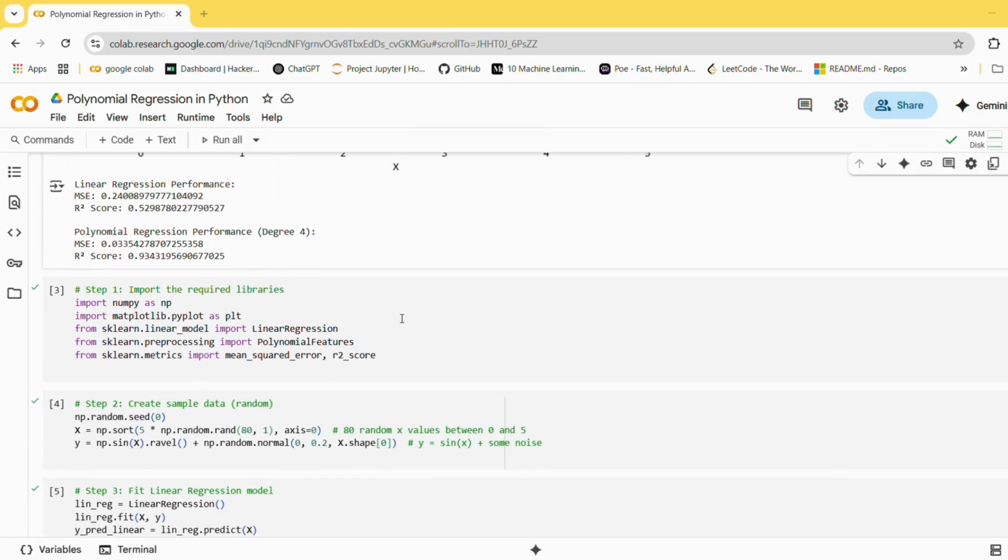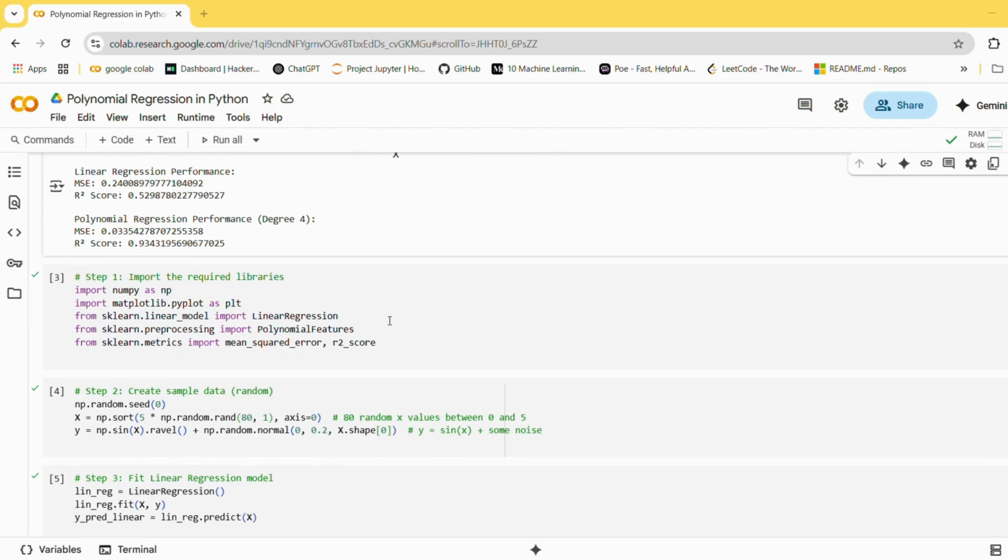This is the coding part of polynomial regression, and here is the step-by-step explanation. NumPy helps us with numbers and arrays, and matplotlib helps us draw graphs. Linear regression is used to create a straight line model, and polynomial features is used to create curved data like x square, x cube, etc. And mean squared error and R2 score help us measure how good our model is.